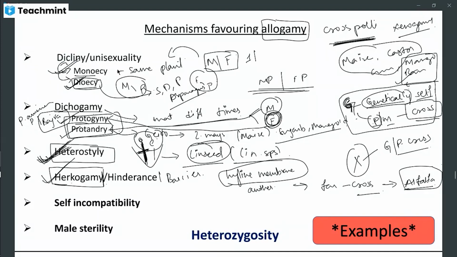So dicliny is a condition where male and female reproductive parts are separated. It might be on the same plant but in different flowers. In case of dioecious conditions, it is completely on different plants. Dichogamy means maturation at different times. If the female matures first, it is protogyny; if male, it is protandry. And heterostyly is the difference in the length of the style, seen in linseed, and herkogamy is a hindrance or barrier due to the hyaline membrane present around the anther, seen in alfalfa. And two other great mechanisms: one is self-incompatibility and the other is male sterility. So how do you define self-incompatibility?